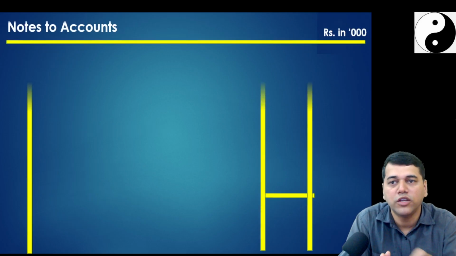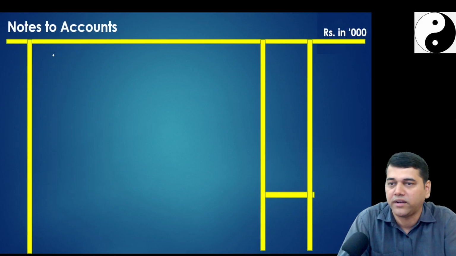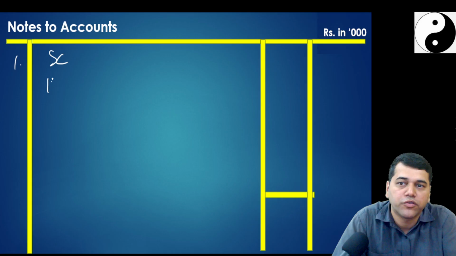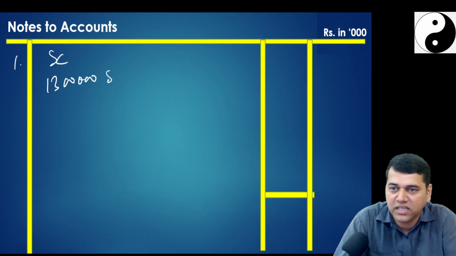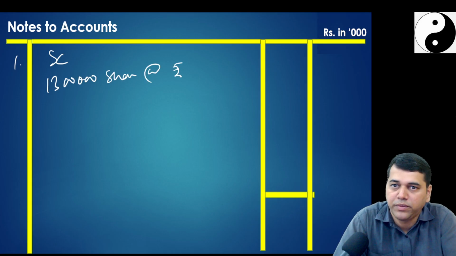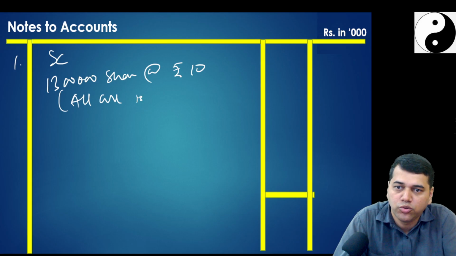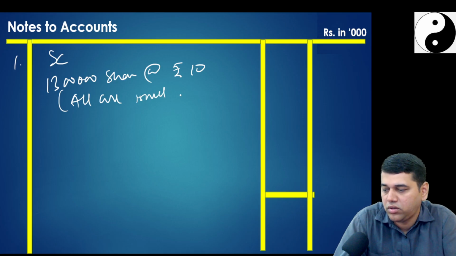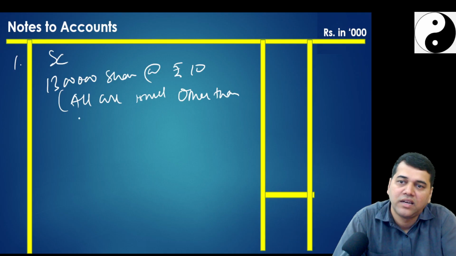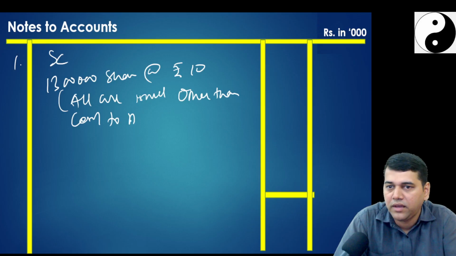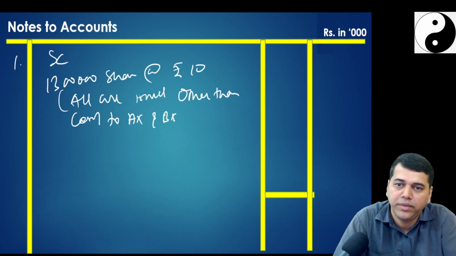Yes, we will go to the notes now. Note number 1. Share capital. How many number of shares? 13 lakh shares at rupees 10. All are issued other than cash to AX and BX members.